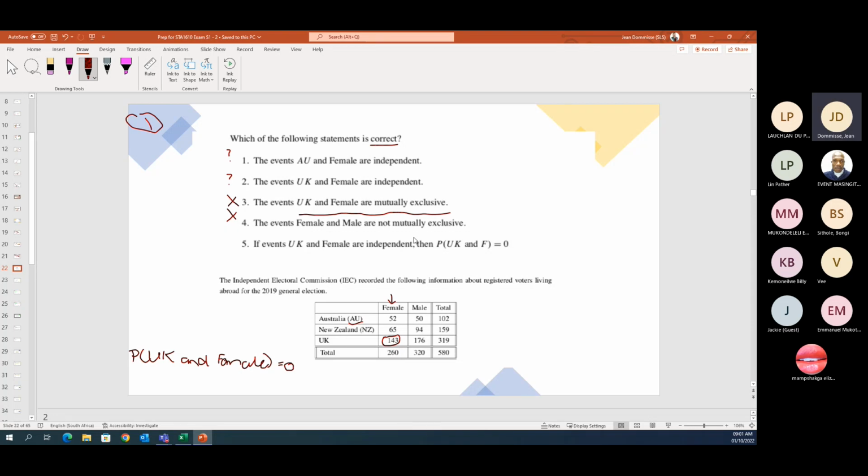So that is wrong. And then if events UK and female are independent, then UK and female is equal to 0. That's also not right. That is when it is mutually exclusive, and we've done it there. It is not when something is independent. So unfortunately, for both of those two, we will need to work it out.